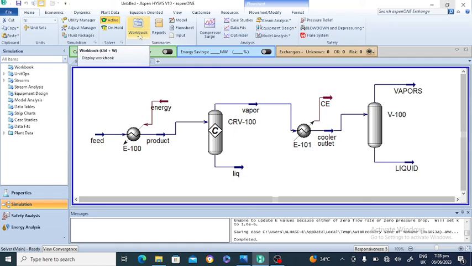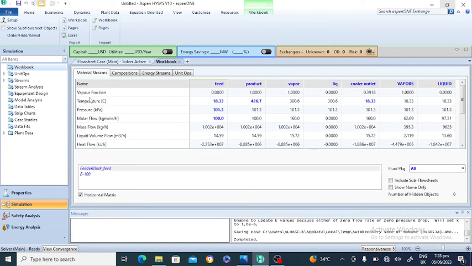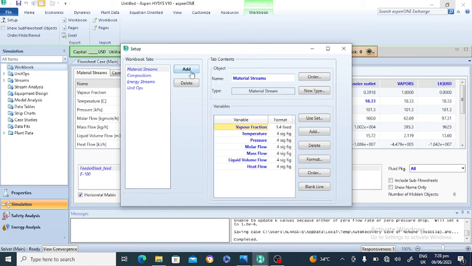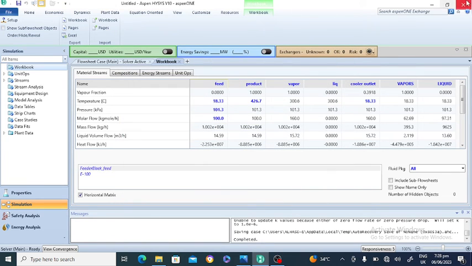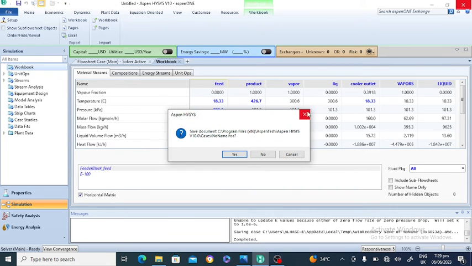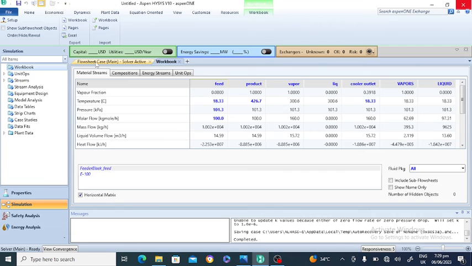Now you can also go to the workbook, and this is the vapor fraction of the feed, product, vapor, and liquid, cooler outlet, vapor, and liquid from the flash column. So these are all about the temperature of the feed, the product temperature, the vapor temperature, the liquid temperature, the cooler temperature. Here you can also go to the setup and click on add and add some other things. So close this one, and close this one.